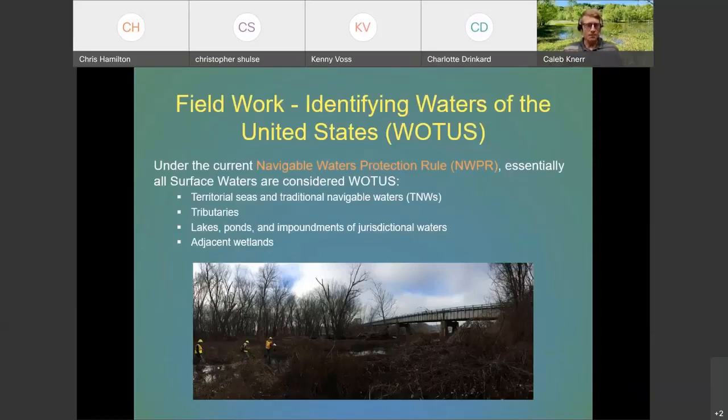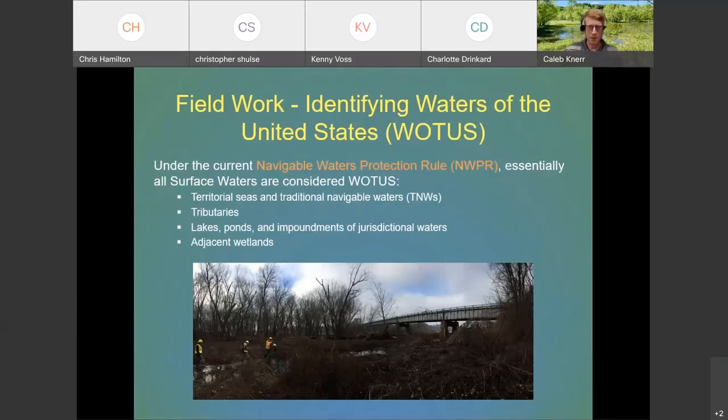So looking at this slide, it talks about the Navigable Waters Protection Rule, and essentially the Navigable Waters Protection Rule is a regulation that came out that defines and provides 4 clear categories of waters of the U.S. that are under federal jurisdiction under the Clean Water Act, and those are territorial seas and navigable waters, tributaries, lakes, ponds, and impoundments of jurisdictional waters and adjacent wetlands.